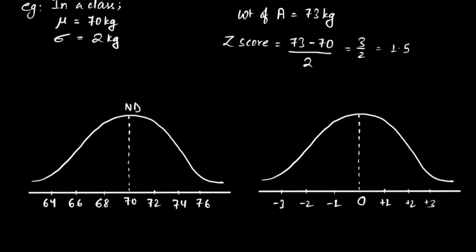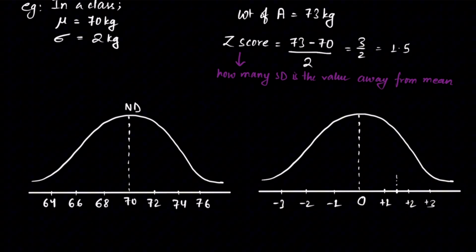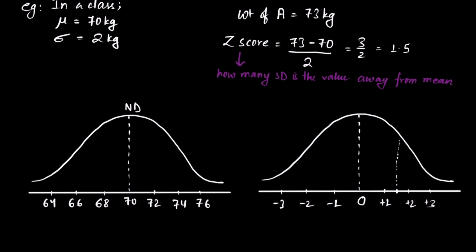What exactly does this 1.5 mean? 1.5 is the Z score, and this tells you how many standard deviations the value is away from the mean. So in this case, how many standard deviations is the weight of student A away from the mean weight? So it is 1.5 standard deviations away. So it is present right here at this point. This is where the student that you selected is present.